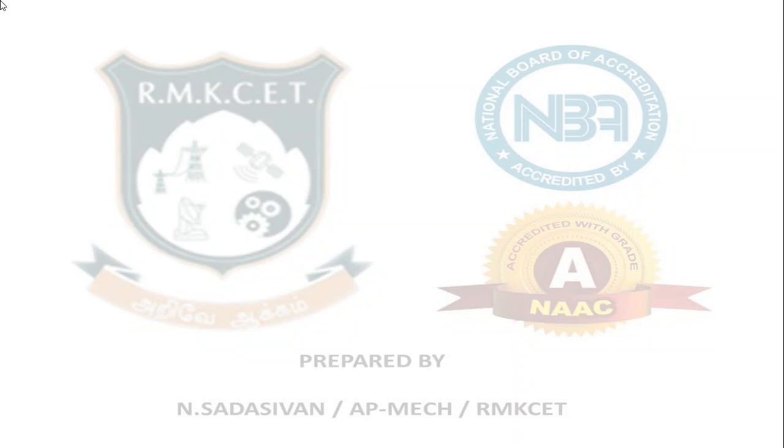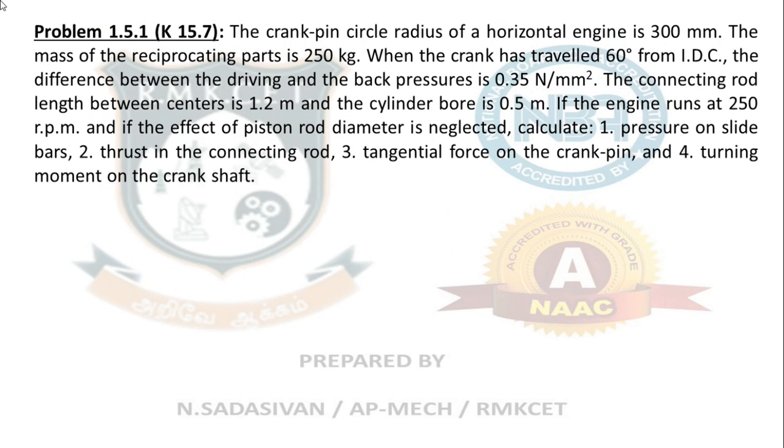So let's do a problem on forces involving reciprocating parts. Using all the formulas we have derived so far in the previous derivation, we are going to do a problem. Okay, so the question reads: the crank pin circle radius of a horizontal engine is 300 mm.